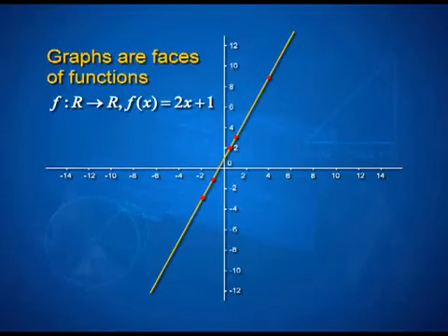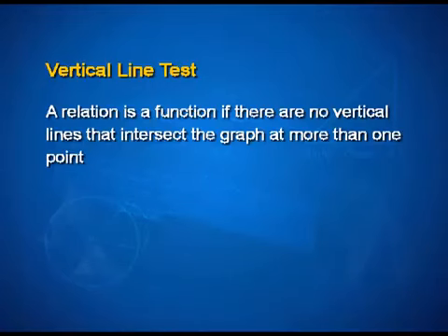Now, if I understand this, then from here we will be able to see also that given a graph, am I able to decide that it represents the graph of a function or not? How do we do that? We use something that is called a vertical line test. The vertical line test says that a relation is a function if there are no vertical lines that intersect the graph at more than one point. Isn't that interesting? Let us try it out.